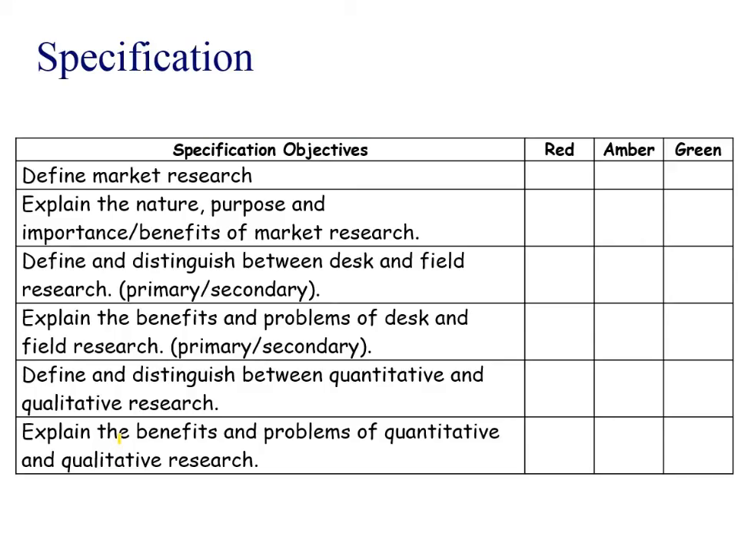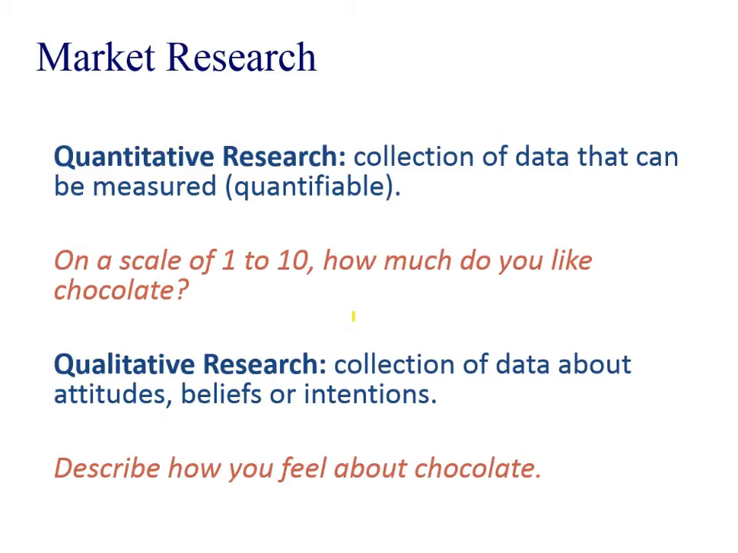So back to the specification objectives. We've looked at what market research is and some of the nature of market research. We distinguished between desk and field research and the benefits and problems of desk and field research. Now let's have a look at quantitative and qualitative research and the problems and benefits of that.